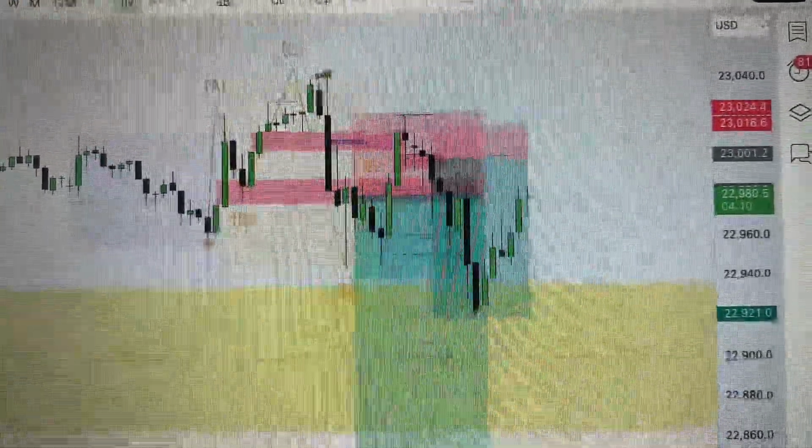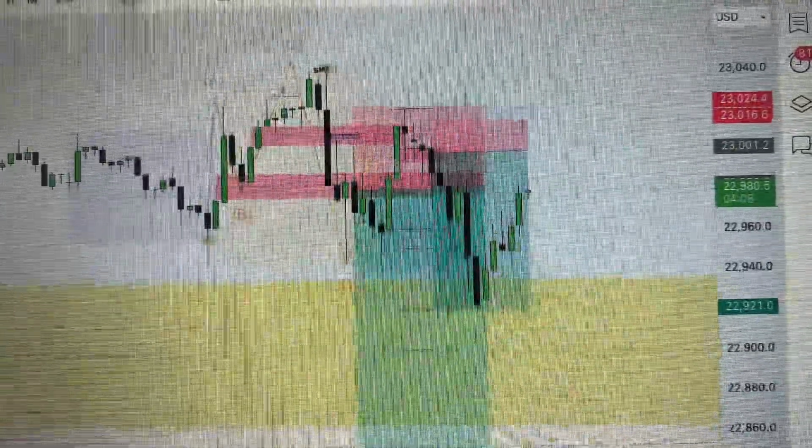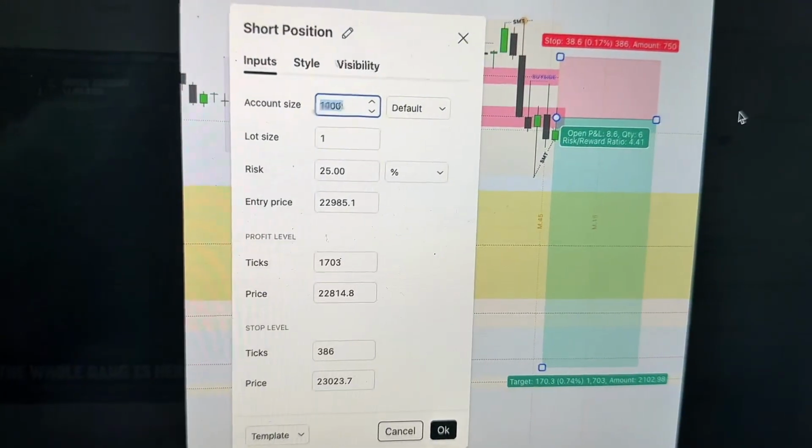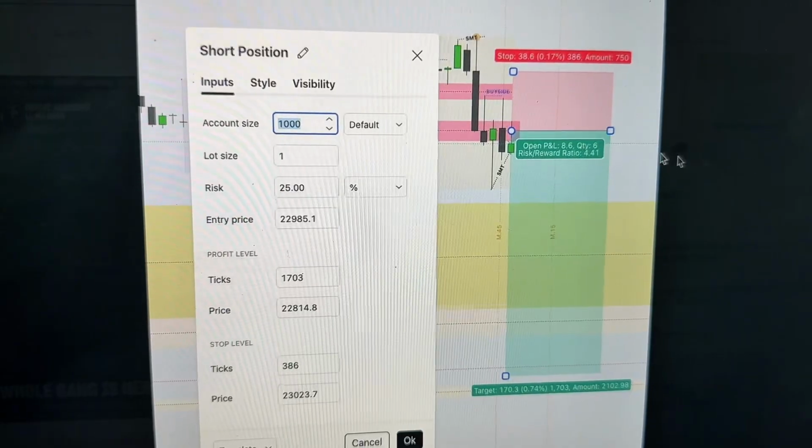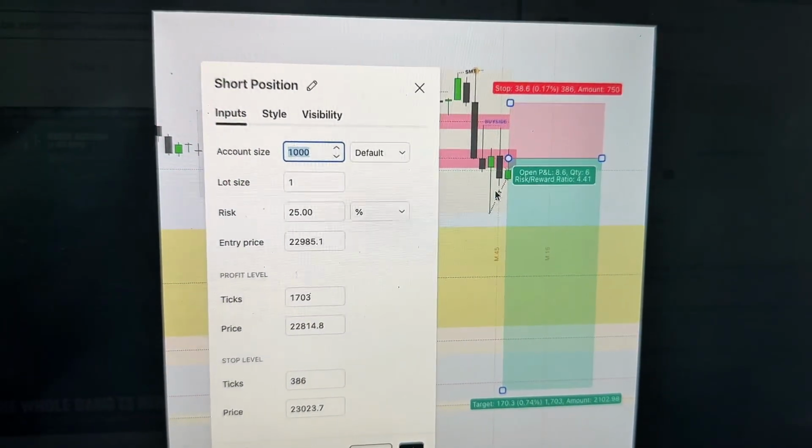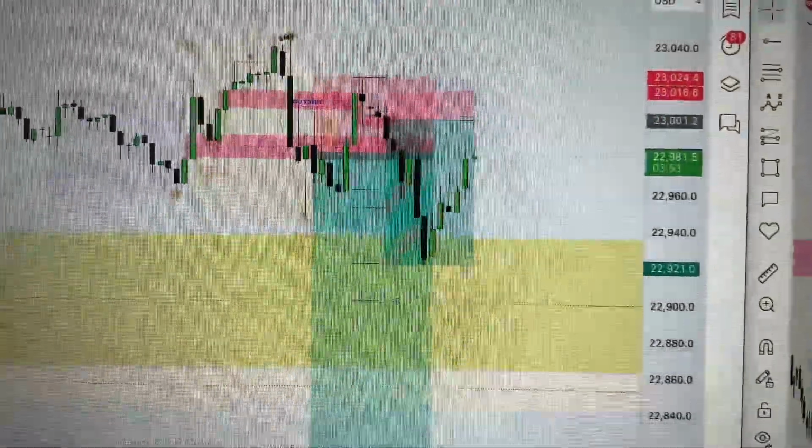So I said, alright, let me chance it here. I even sent it to the signal group. So I'll show where we sent it to the signal group. So this is it right here. So we sent it to the signal group, as you can see, sent it out to them with credentials and everything. So I said, alright, let me short here.